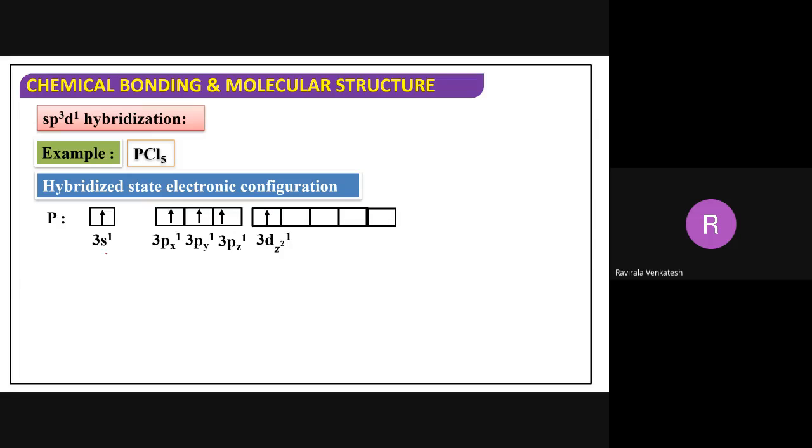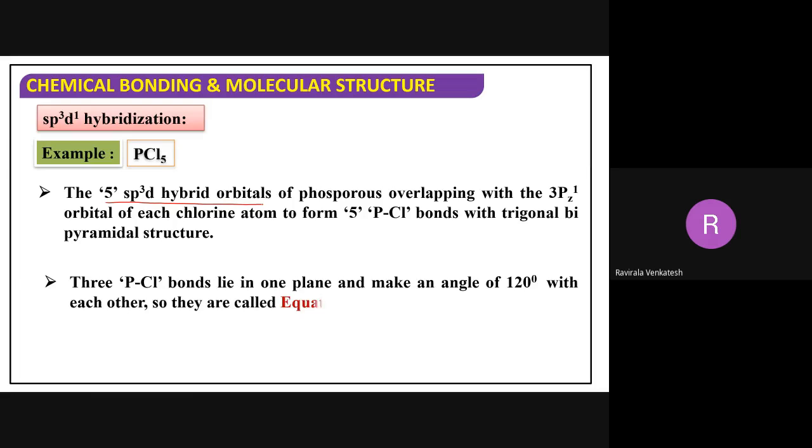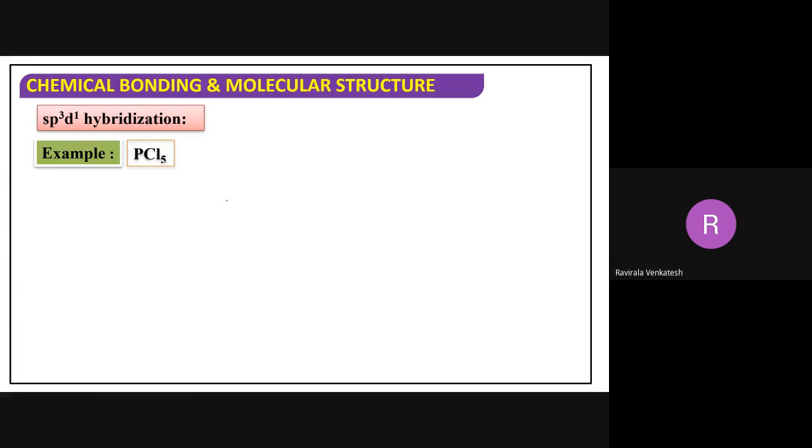Now all these are intermixing like this. Everything is mixing. One s orbital, 3 p orbitals and 1 d orbital are mixing. Now when they mix, what happens? We get 5 hybrid orbitals. All these when mixed, what happened? 5 sp3d hybrid orbitals we are going to get. Okay. Now they look like this.